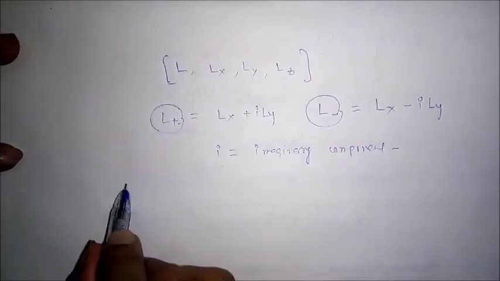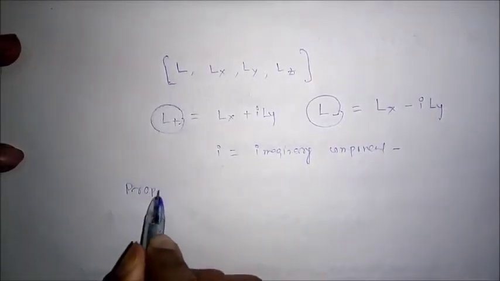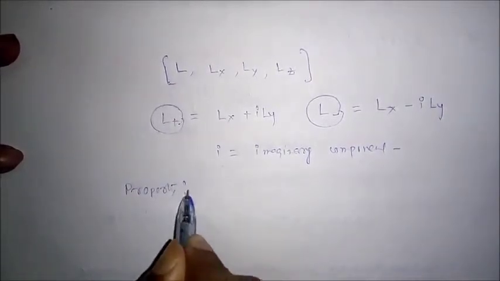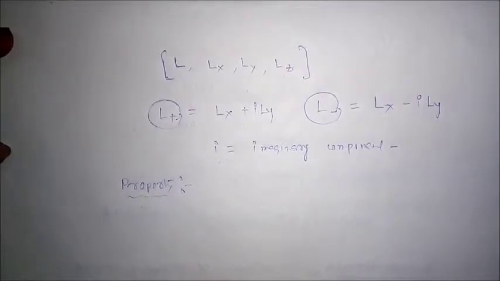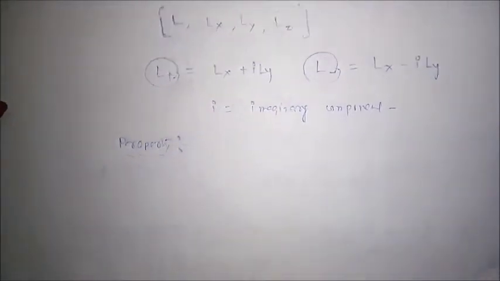We'll have some properties between these components and the ladder operator. These properties are basically commutation properties, and these are as follows, and you should remember these properties.